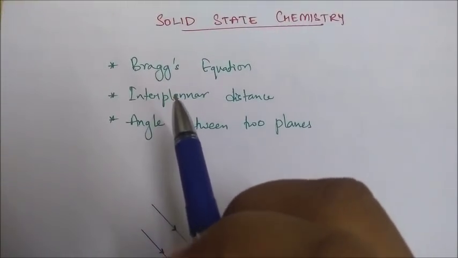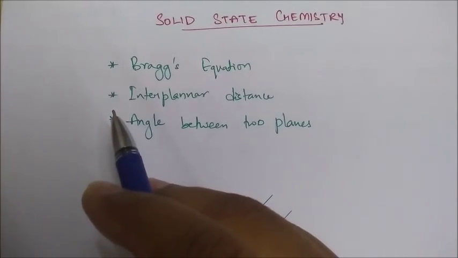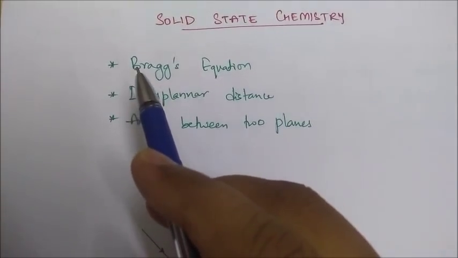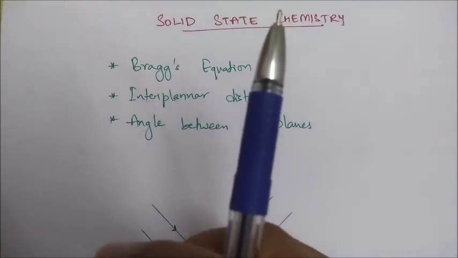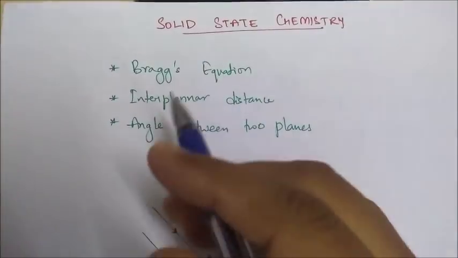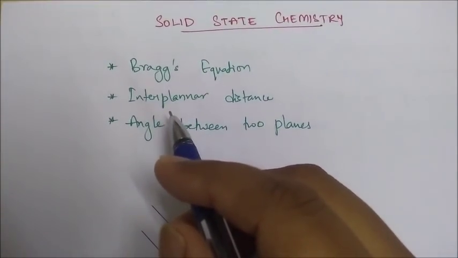Like last year also, in June 2018, it was asked, and just from knowing these three formulae, you can easily do at least one question for 4 marks, and if you're lucky enough, you will get one more question for 2 marks as well. So that's why I have taken this.